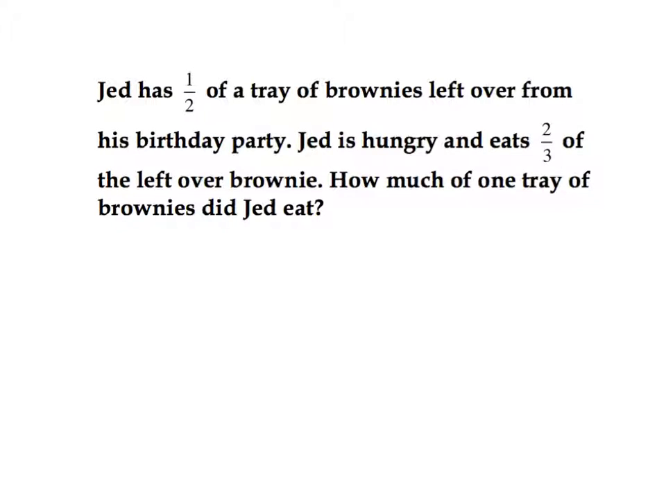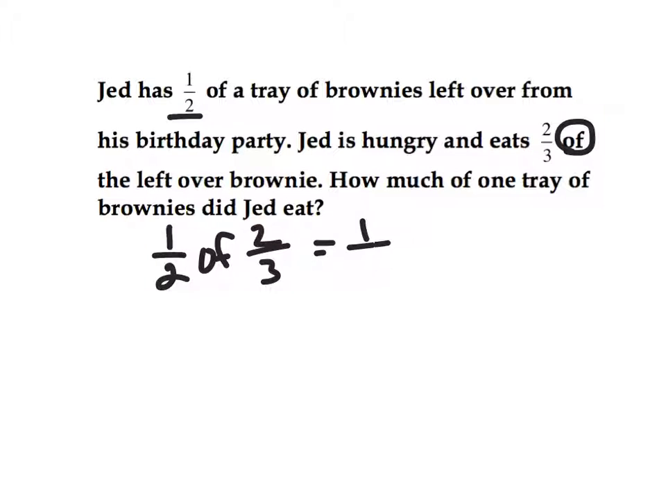So now we're going to take a look at another situation, no longer working with whole numbers. Jed has half a tray of brownies left over from his birthday party. He's hungry and needs 2/3 of the leftover brownie. So we want to figure out how much of one tray of brownies Jed ate. One thing I want you to notice is the word "of." A lot of times, because it's 2/3 of the leftover, and in this case the leftover was a half, we're using multiplication. In this problem, we are finding 1/2 of 2/3, which is the same as 1/2 times 2/3.